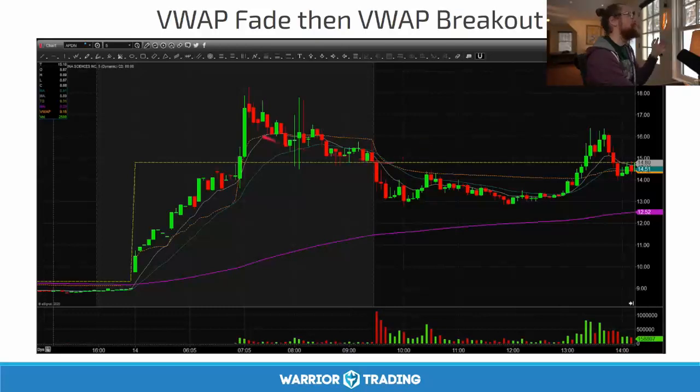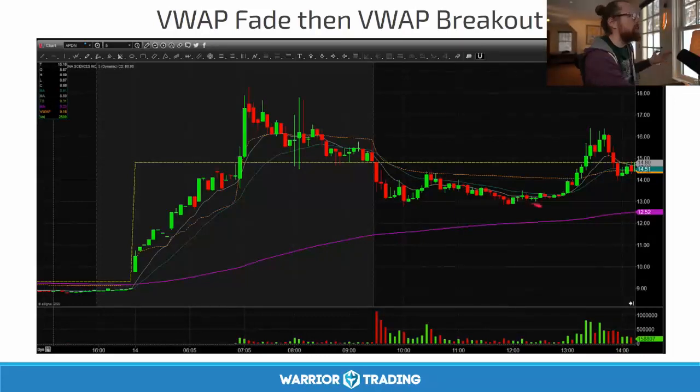Here's another one. The stock is strong pre-market, pulls back below VWAP, back above it, back below it, taps it and is right under it at the open and sells off. It comes back up and tries to break it here, but it can't break it and sells off more. So a VWAP fade, a win on the short side.